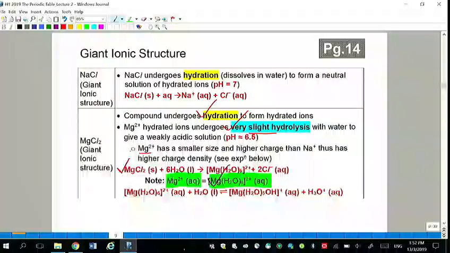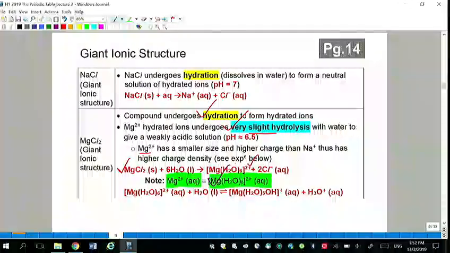If I want to represent this by equation, your Mg2+ in solid state dissolves in water to form [Mg(H2O)6]2+. Take note of how I represent this. Here I'm representing 6 water molecules surrounding your magnesium ion. Why do I need to show this? This is effectively the same as saying that it is Mg2+ in aqueous solution.